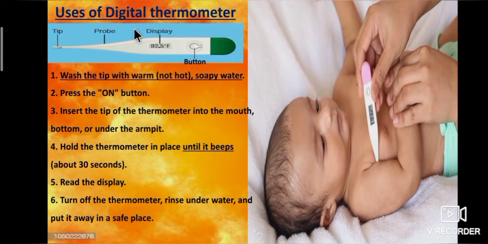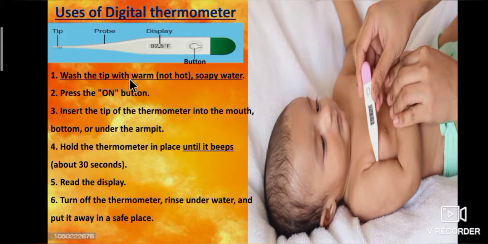Let's see the uses of digital thermometer. See this picture. This one is tip. This is probe. This is display. It shows the temperature. This one is button.